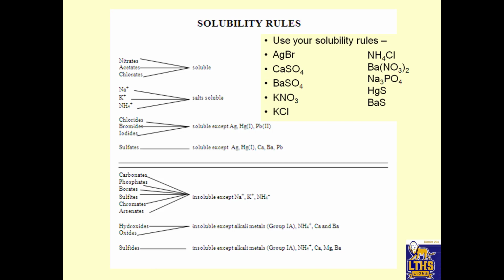Okay, so like things to look for, AgBr. It says here that bromides are soluble unless they're with silver, so this is going to be a solid. All right, KNO3, potassium nitrate. Nitrates are soluble. Potassium compounds are soluble. So this is going to be aqueous. All right, you can practice with all of these and then check them with me.